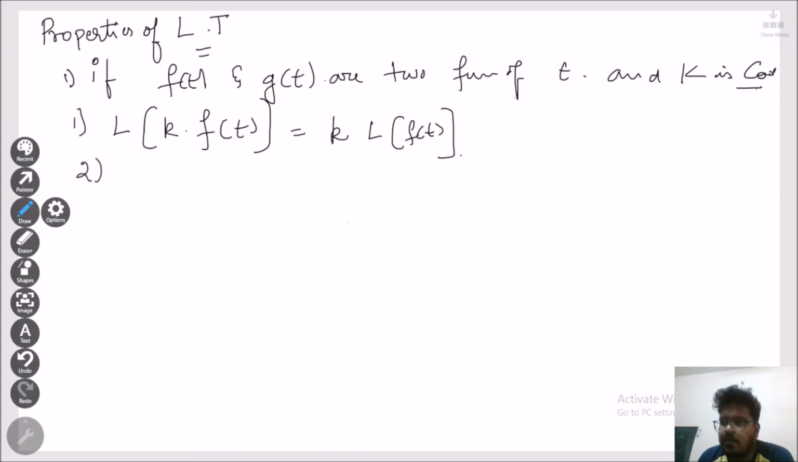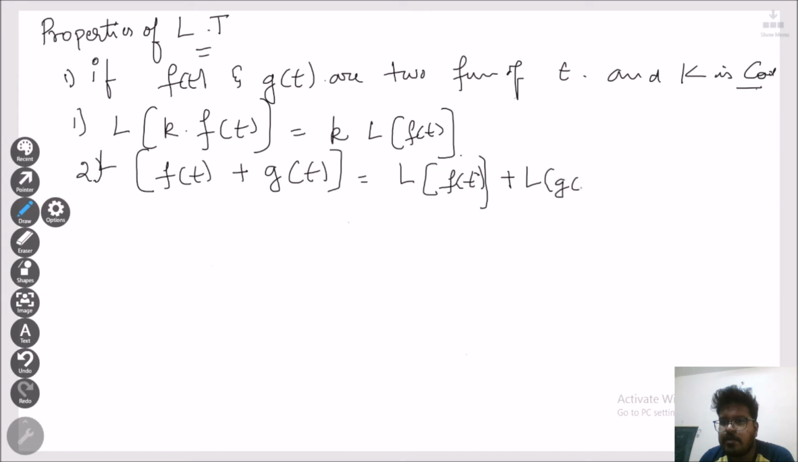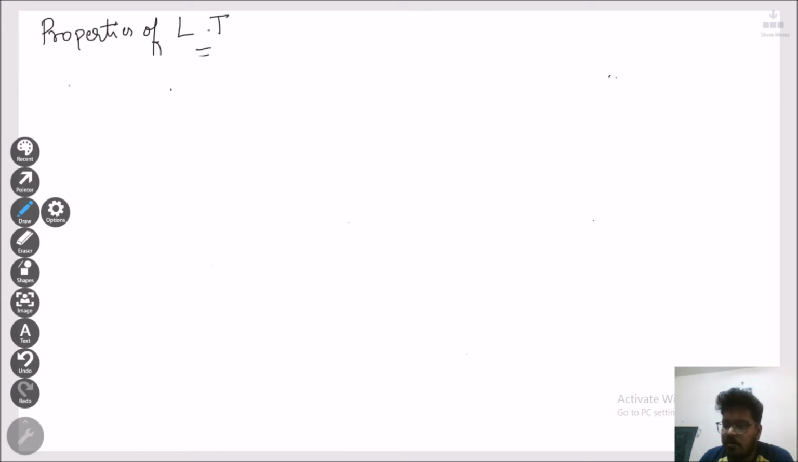And the second one is Laplace transform of f of t plus g of t is equal to Laplace transform of f of t plus Laplace transform of g of t. Now let's solve the first one.